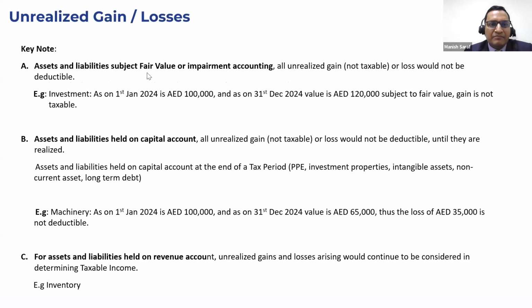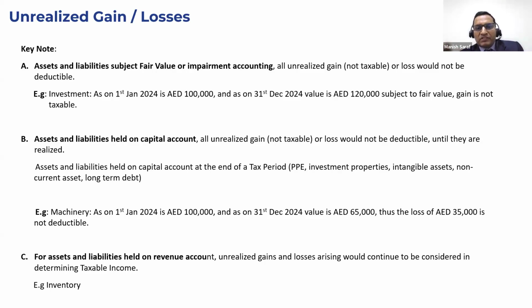Assets and liabilities subject to fair value or impairment would be items like an equity investment, where you invested in some companies. These are generally subject to fair value. The value keeps on changing based on the market value. So if you have invested in a private investment, and 100,000 of investment has been done on that, and the book value was 100,000, but now the fair value of the market has changed to 120,000 as on 31st December 2024, while the net book value was 100,000.